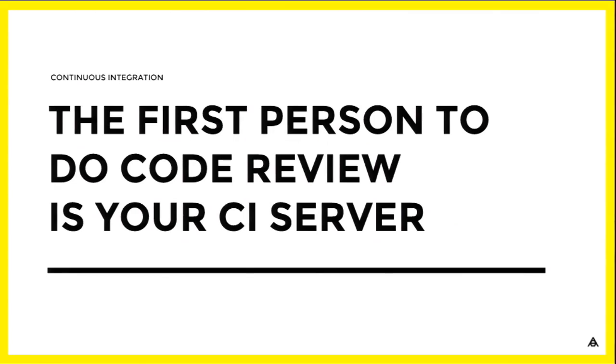The first person to do the code review must be your CI server. That means when you create a code review, the first thing the CI server does is take the code and try to compile it. It also has to run the tests to know if the change will break something in the application, and also check that the change doesn't break the style guide.